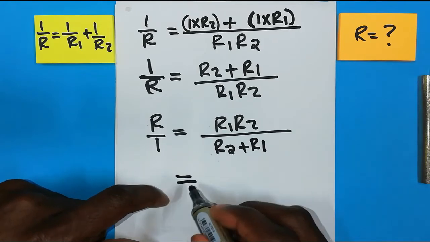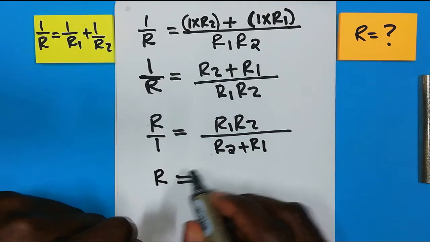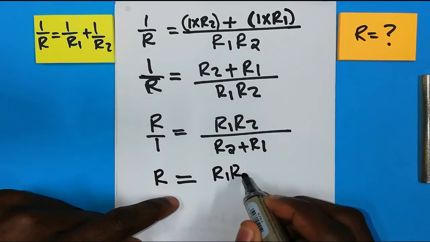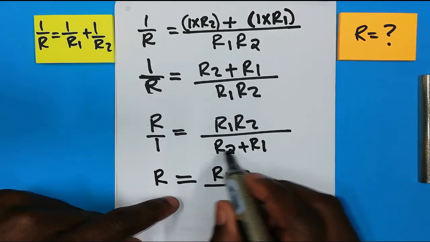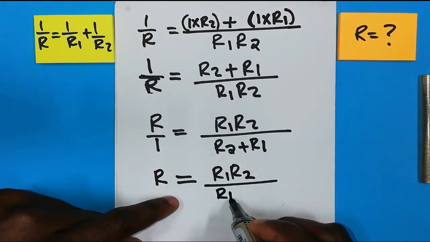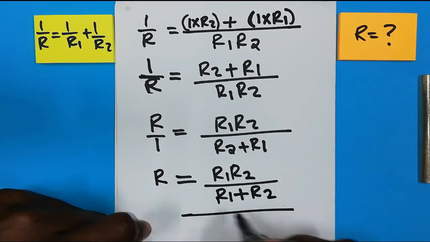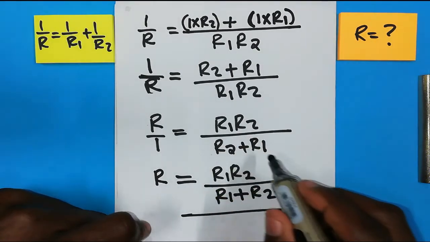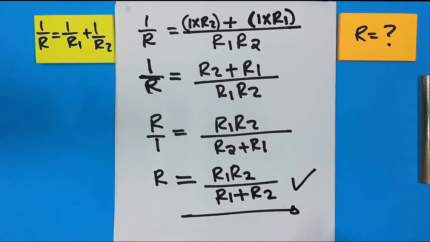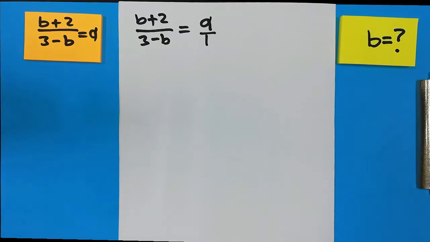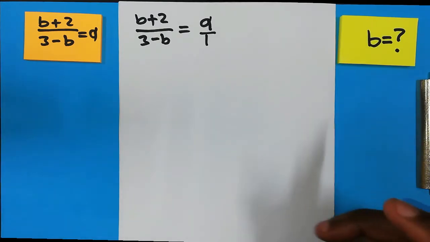All right. So the final answer will be R equals R1, R2 over R1 plus R2. This one you can just rearrange, start with R1, then end with R2. It's still the same as that one. All right. So let's move to the next one. So here is the last one. Let's just do it very quickly.